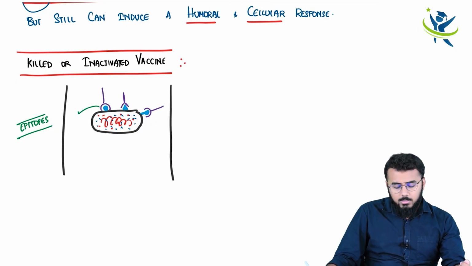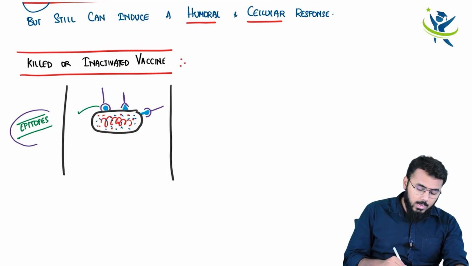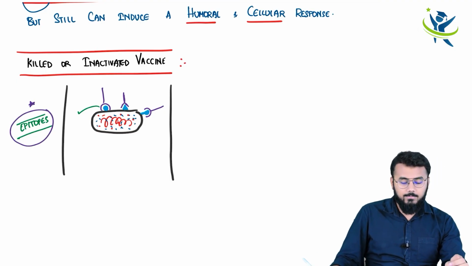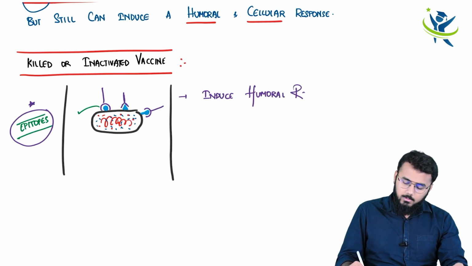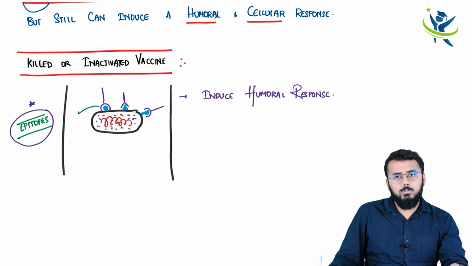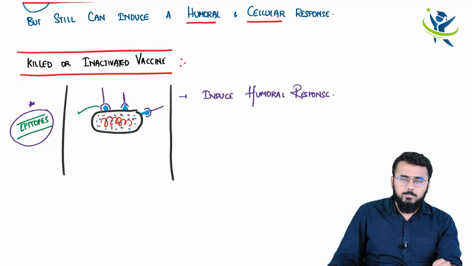So in killed or inactivated vaccines, the organism is dead, the organism is inactivated, but epitopes are active. And this can induce what? A humoral response. In the same way, we have also discussed the subunit vaccine.